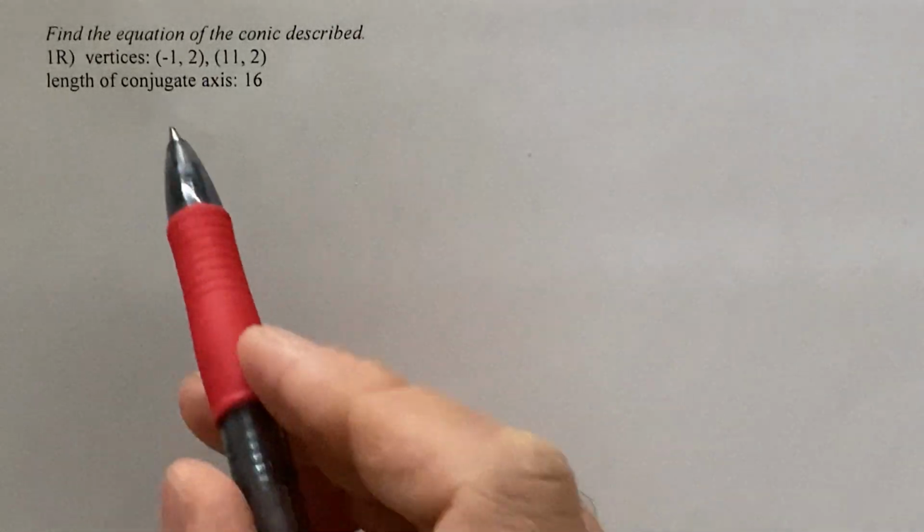Okay, I got to figure out what type of conic I'm dealing with, which way it's going, and then be able to set up my equation and then fill in the blanks. Okay, so the minute I see conjugate axis, I know that this has to be a hyperbola.